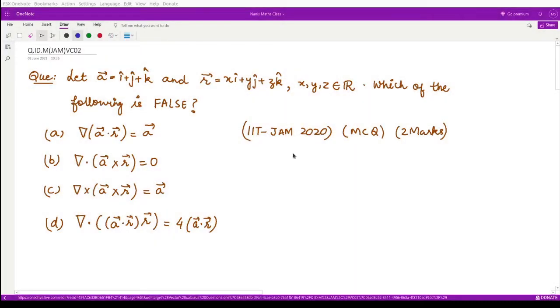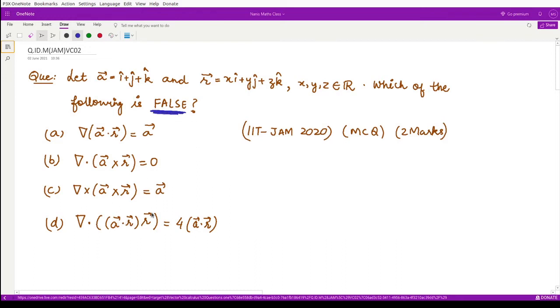Okay, so this question is telling you that vector A is given to be i cap plus j cap plus k cap, and vector R is given to be x i cap plus y j cap plus z k cap, where x, y, z are real numbers. Then which of the following is false here? So you have to check each of these four options in order to check which one is false, right?